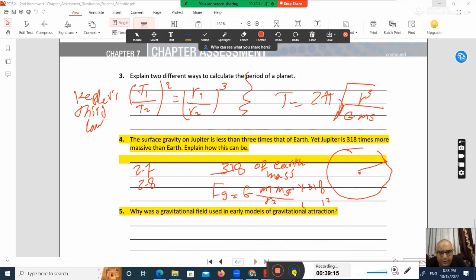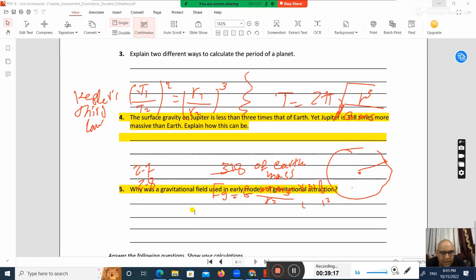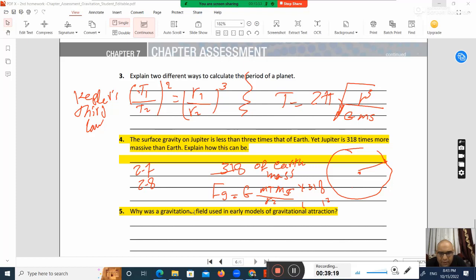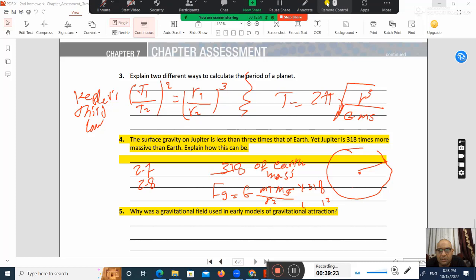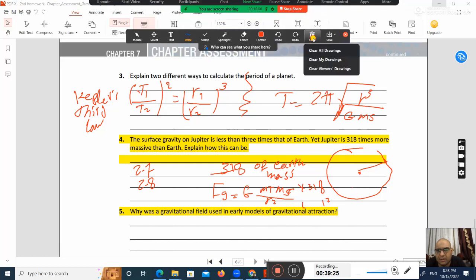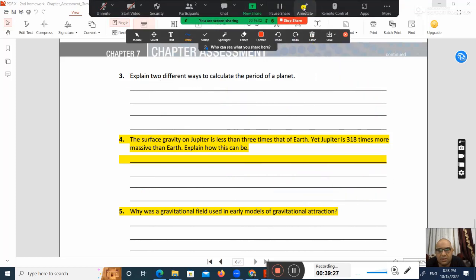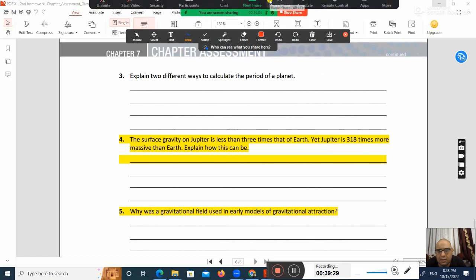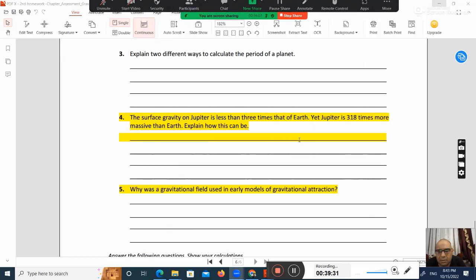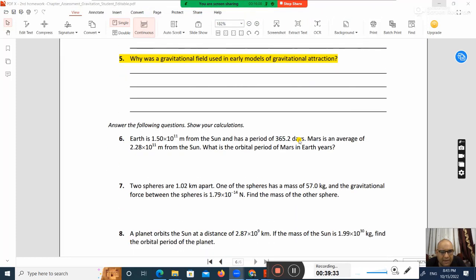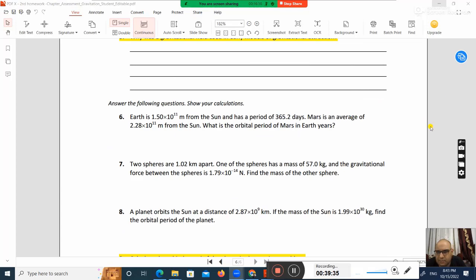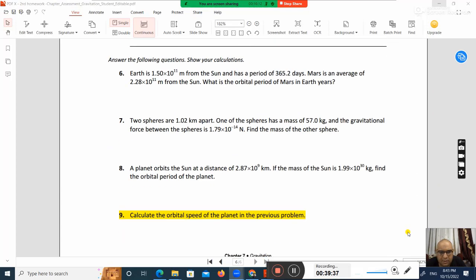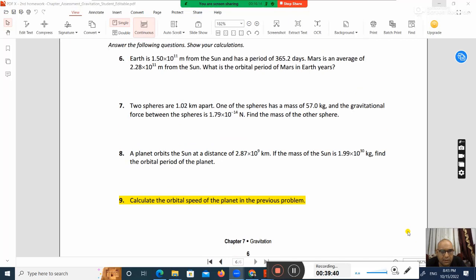Question number 5 is cancelled. I need to remove it from the page. Okay, stop annotation. We have some problems to solve, and we're done.